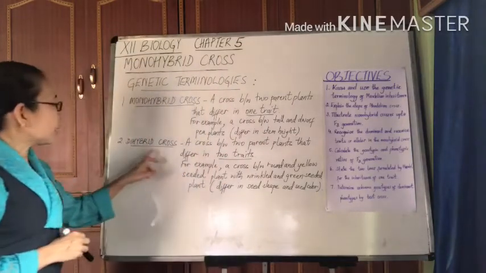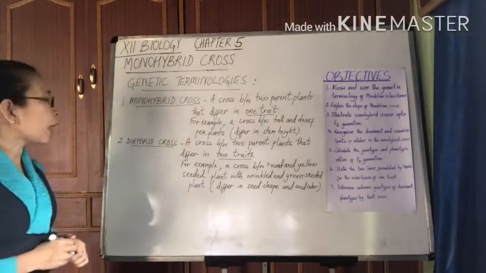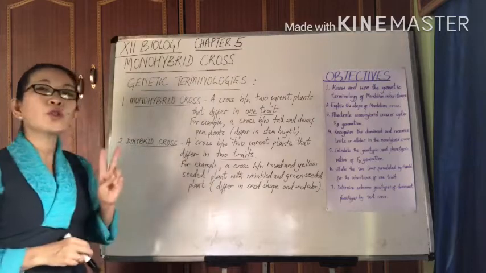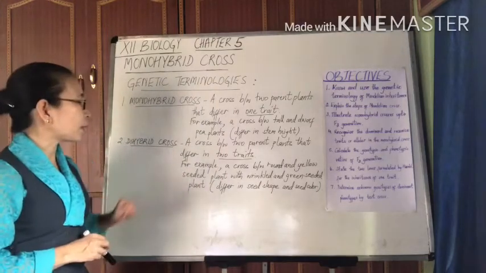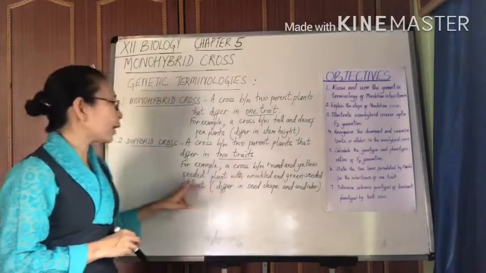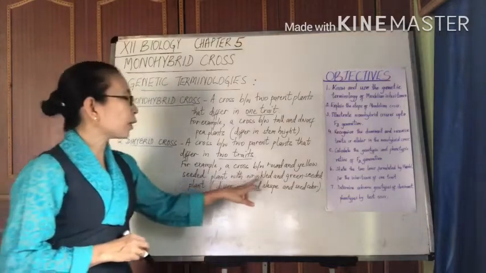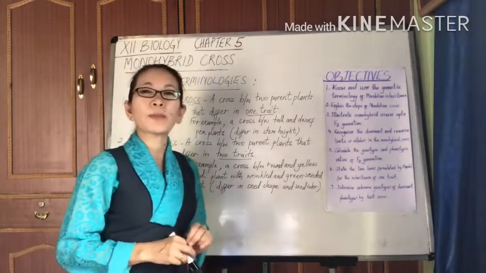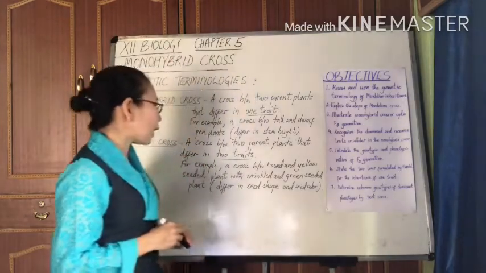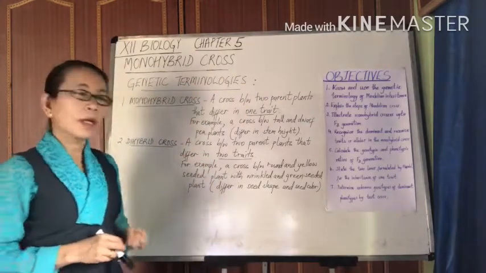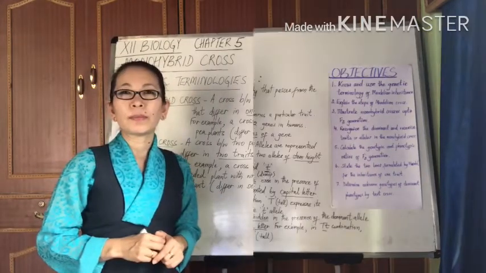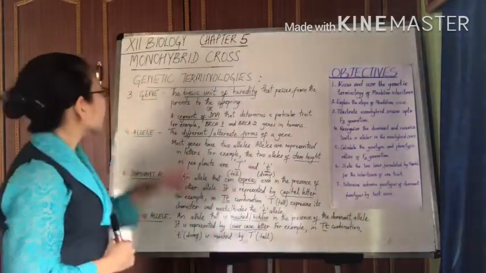The second term is dihybrid cross, and dihybrid cross refers to a cross between two parent plants that differ in two traits. For example, a cross between round and yellow seeded plant with a wrinkled and green seeded plant is an example for dihybrid cross, because here the two parent plants are differing in two traits, which are seed shape and seed color. The third term is gene.